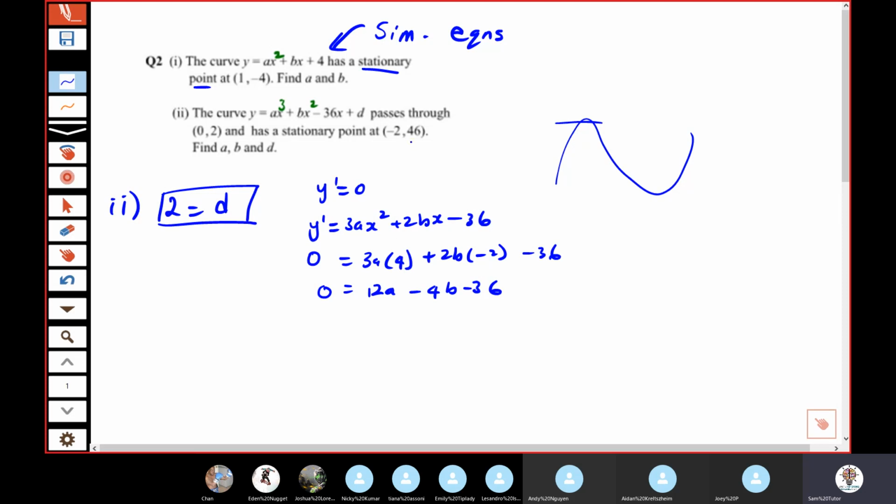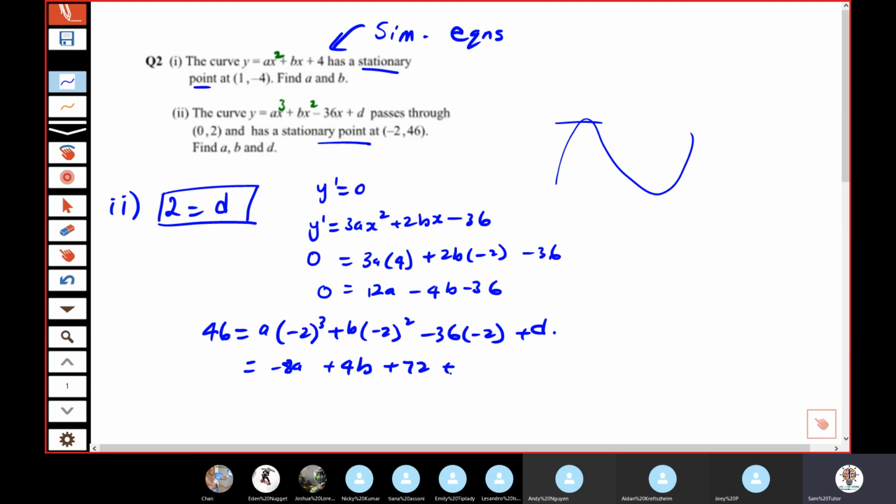So the second equation you need is your original one. The fact that it's a stationary point, I gotta keep saying it because everybody keeps forgetting it: if it's a stationary point, it also lies on the curve. So just sub it in. 46 equals a(-2) cubed plus b(-2) squared minus 36(-2) plus d. And that becomes -8a plus 4b plus 72 plus d. But what does d equal to? 2. We've already found that out, so you might as well substitute that.